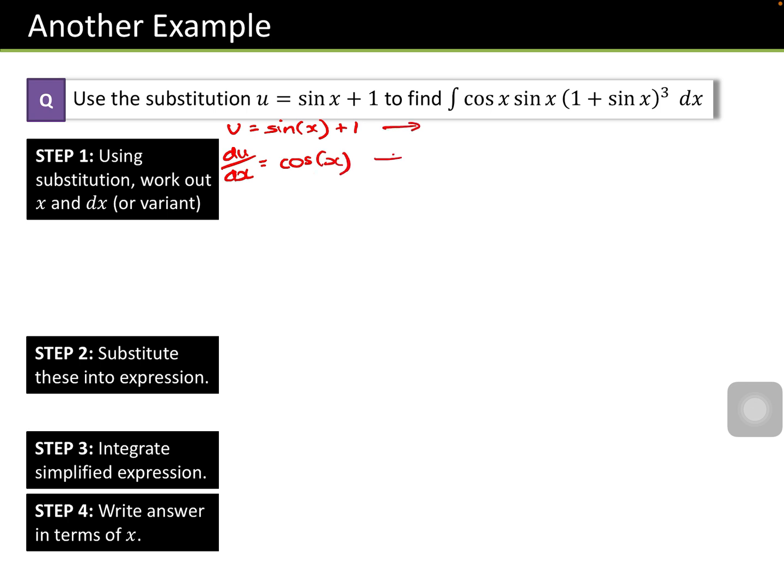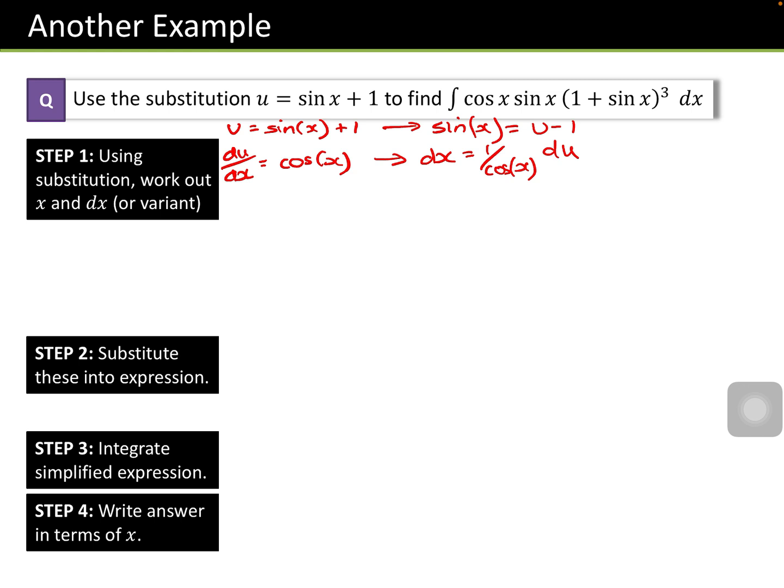From there, I can then alter these two into what I want. Now, making x the subject of the first one is really, really difficult. So what I'm actually going to do is just leave it as sin x equals u minus 1. It'll be far easier to work with that than work with inverse or arc sine. Okay. du dx equals cos x. I need to just have what dx equals. So dx will be 1 over cos x du. Okay, so I've now got what dx is.